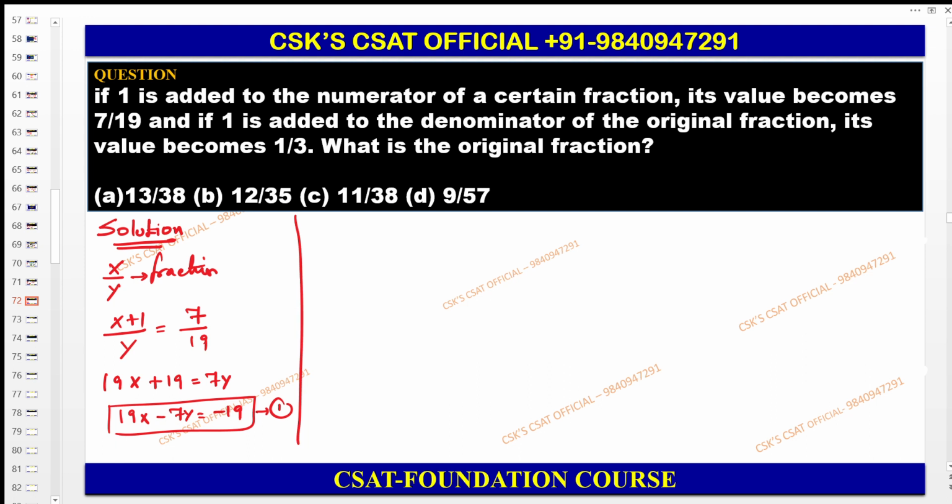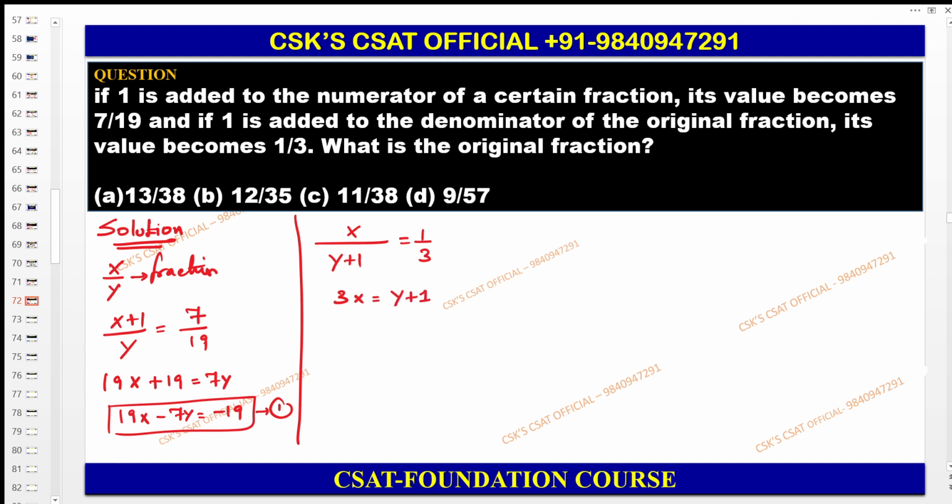Purely a 9th standard method. So now the value becomes: 1 is added to the denominator. Here in this case you are not doing anything in the numerator. Now you are adding 1 in the denominator, then the fraction is 1 by 3. Now same thing, just cross multiply. So 3x is equal to y plus 1.